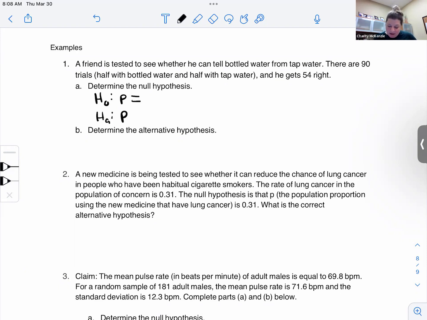Okay, so we can see if he can tell. So we want to see if he can tell at least half of them. It doesn't give a specific value. So it just says, we want to see if he can tell the difference between them. 90 trials. So we don't know anything else. So we would say not equal. So we don't use the 54 out of 90. That is our sample. We use that to prove which one is right. Okay, this is the answer to this part.